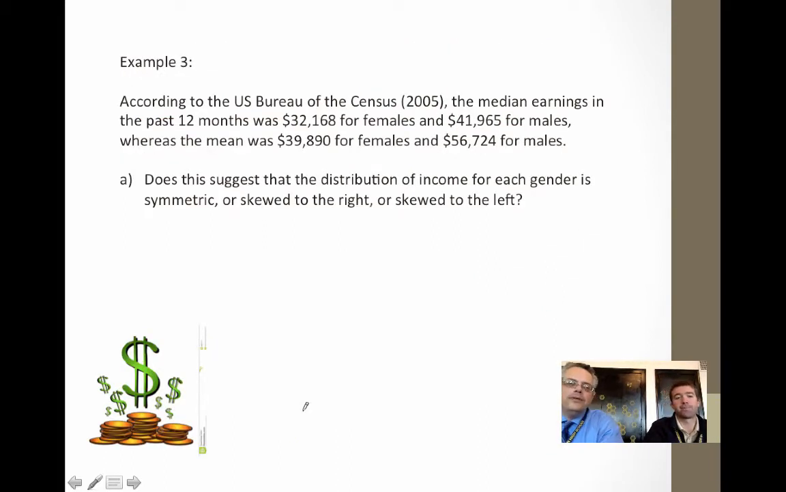Example 3. According to the U.S. Bureau of Census in 2005, the median earnings in the past 12 months was $32,168 for females and $41,965 for males, whereas the mean was $39,890 for females and $56,724 for males.